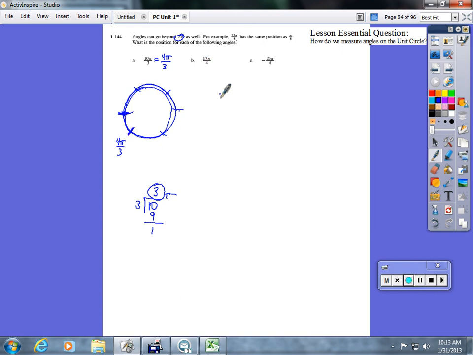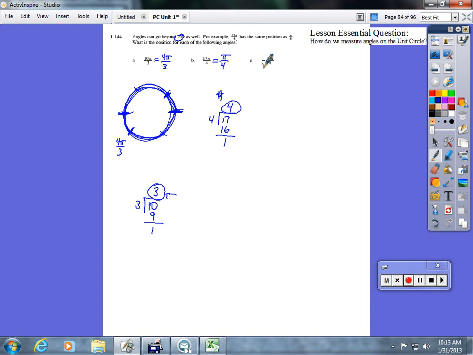What about 17 pi over 4? 17 over 4 goes in 4 times, so that's 16, remainder of 1. So 4 pi's, that's an even number, so you're going to end up here. I can do 1, 2, 3, 4, so here is where I am, and then 1/4 farther is pi over 4.